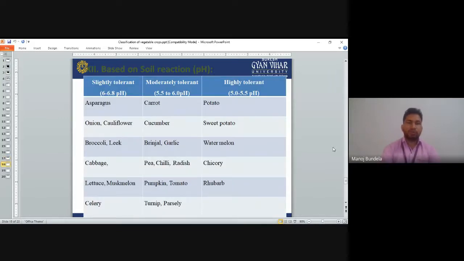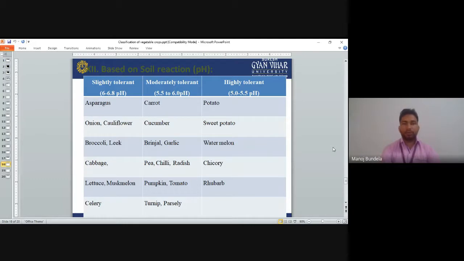Next is based on the soil reaction, meaning the pH. Vegetables are grown in acidic, moderate, or alkaline pH, so they are classified into three types. First is slightly tolerant to acidity, at 6 to 6.8 pH. Examples are asparagus, onion, cauliflower, broccoli, leek, cabbage, lettuce, muskmelon, and celery.